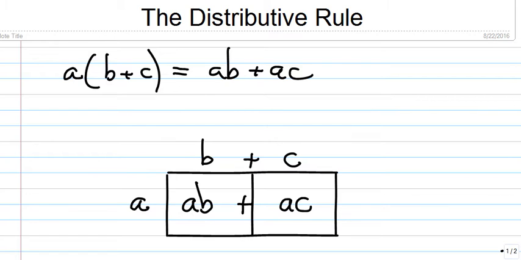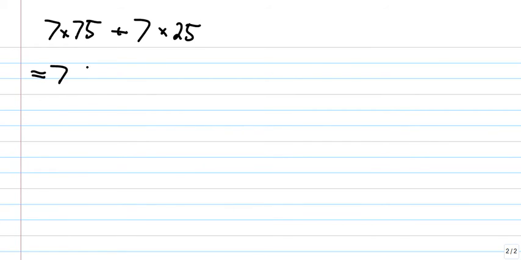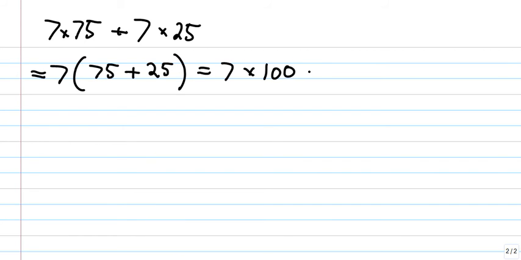As an example of how we might use this tool, suppose we start with an expression something like 7 times 75 plus 7 times 25. Okay, so now using the distributive rule, this becomes 7 times (75 plus 25), which is 7 times 100, which is 700. It's a lot easier to do that than to compute what this is, and then add those two together.